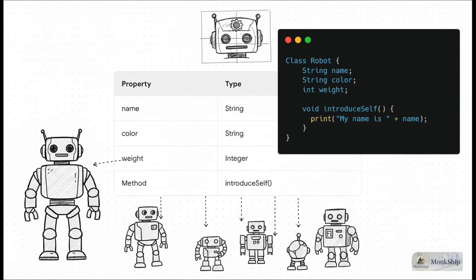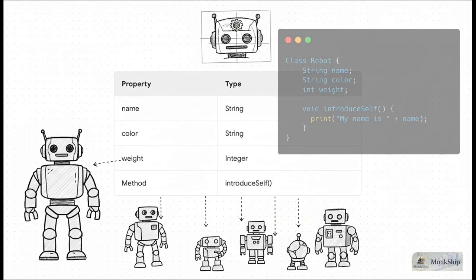And here it is. This is our robot class, our official blueprint. Now, look closely. It lists the properties, name, color, weight. But see, there are no actual values like Tom or red. Instead, it just defines what kind of data will go there. The name will be text or a string, the weight will be a number, an integer, and it also includes the introduce self method, that shared action. This is the reusable template we can now use to build any robot we want.